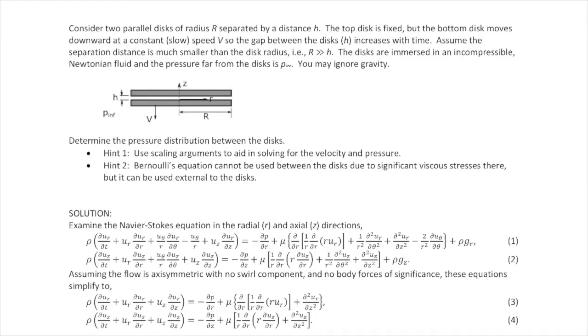So we have these two parallel disks. They have a radius R, capital R, and they're separated by a very small gap height h. The top disk is going to be fixed. The bottom disk is going to move downward at a constant speed V. And so the h will increase with time. And we're going to assume that this h is very small compared to R. So I say that right here, R is much larger than h. We're going to say the disks are immersed in an incompressible Newtonian fluid and that the pressure far away is P infinity. So that's the pressure far away. The whole thing's immersed in the fluid, so there's fluid in between the disks as well as on the outside. And we'll go ahead and ignore gravity.